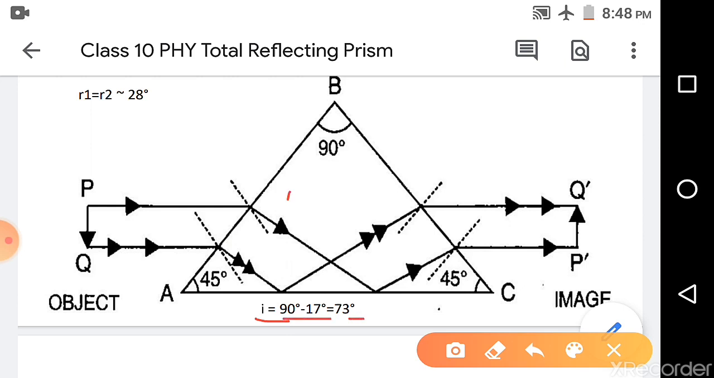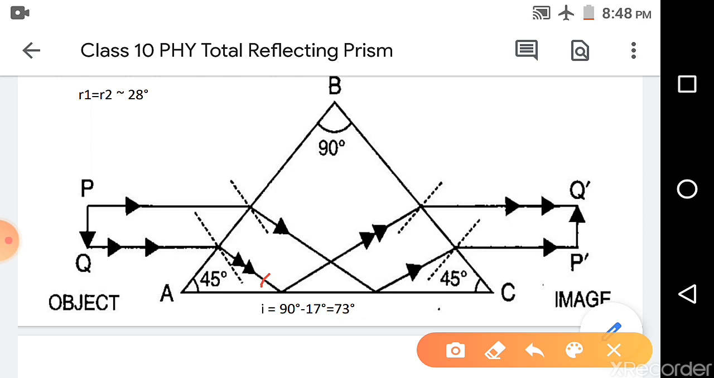So if the normal is drawn here, this normal makes an angle of 90 degrees, and this part is 17 degrees. How? I will tell you. And this angle, which is the angle of incidence by which this light ray is incident here, is 73 degrees. So how is it 17 degrees? How is this angle 17 degrees?